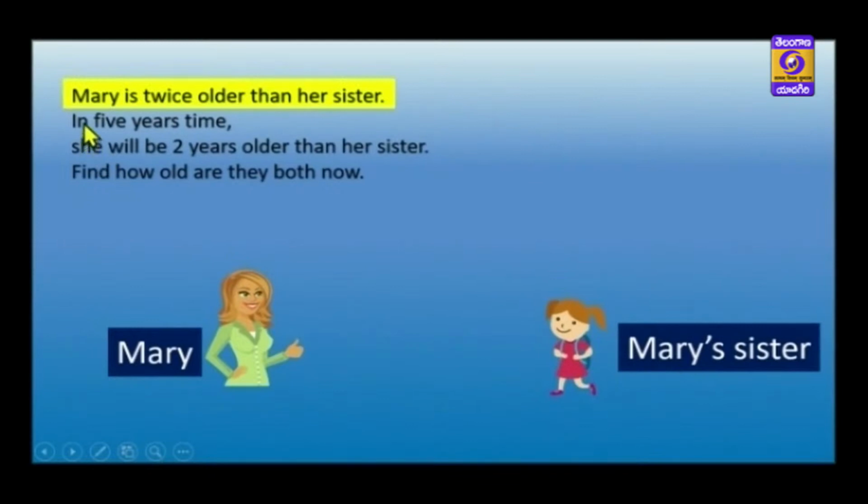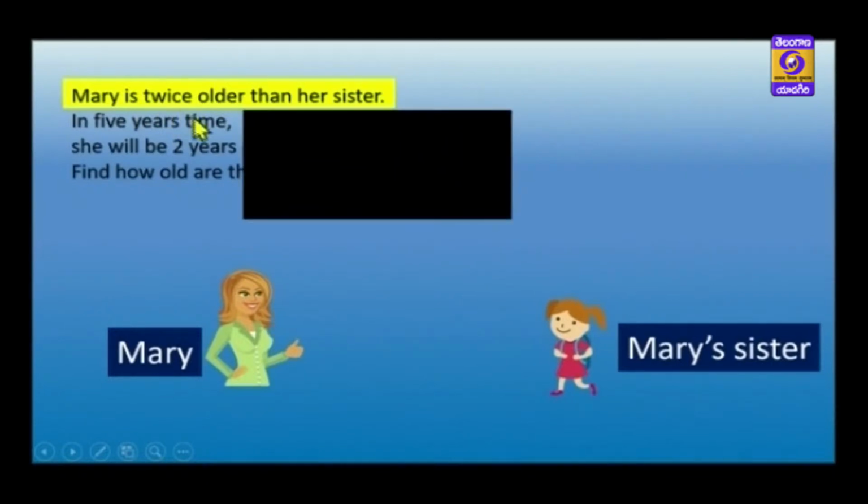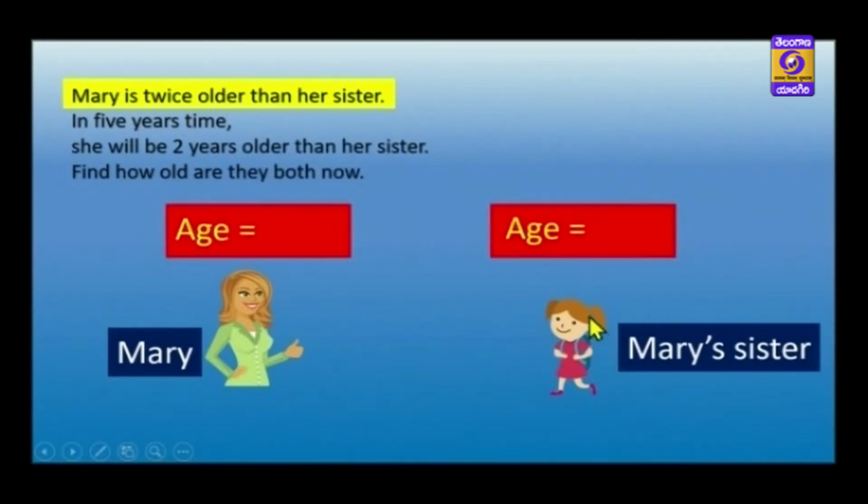And what is given in the first part of the question? Mary is twice older than her sister. What is the meaning of the word twice? Twice means 2 times or double. That means if Mary's sister's age is 5 years, Mary's age will be 10 years. It should be double the age of Mary's sister. Suppose Mary's sister's age is 3 years, then Mary's age should be 6 years, double to 3. But actually both girls' ages were not mentioned in the question, so we assume the age of Mary's sister be x years, then Mary's age will be double to her sister, and it will become 2x years.